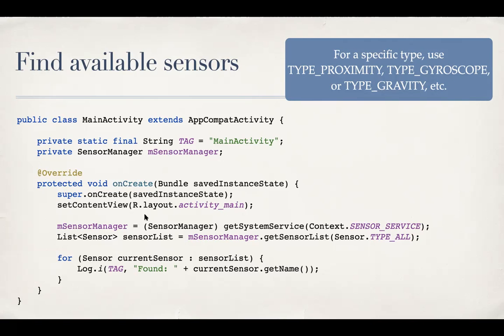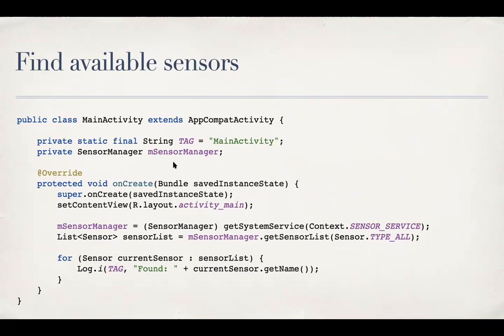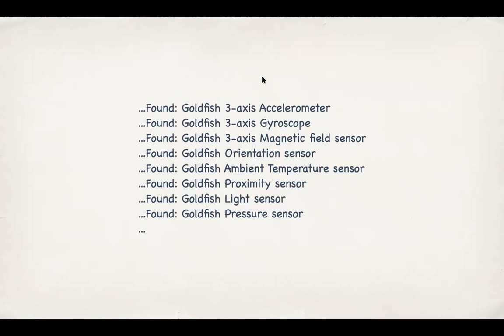So I ran this on the device, and this was part of the output that I got. I've removed the timestamp, etc., to focus on just the important part. So it says found Goldfish is the manufacturer, and it's a 3-axis accelerometer. There is a 3-axis gyroscope. There is a 3-axis magnetic field sensor, and so on. So it listed all the sensors on the device. This is just a simple example of looking for all the sensors.